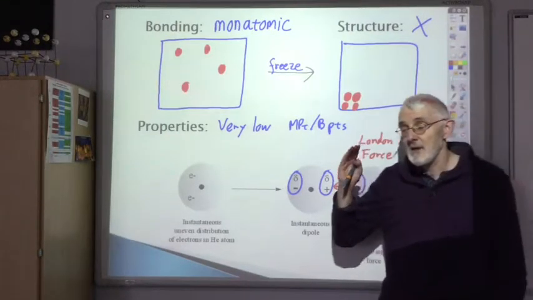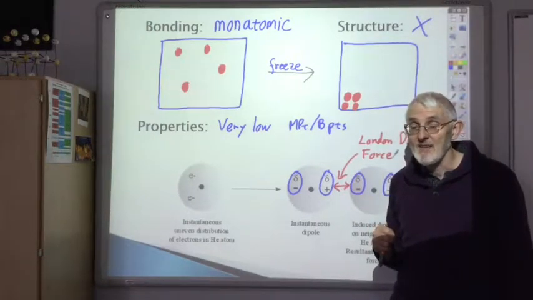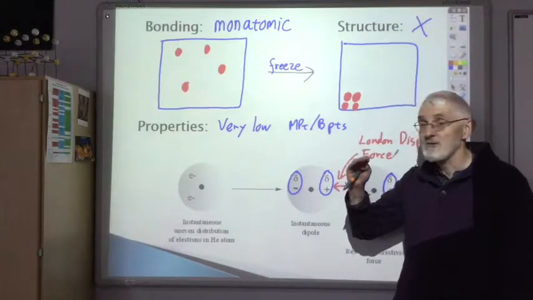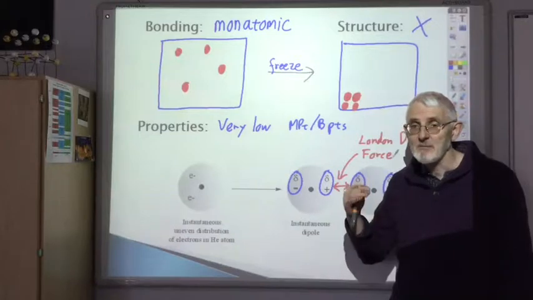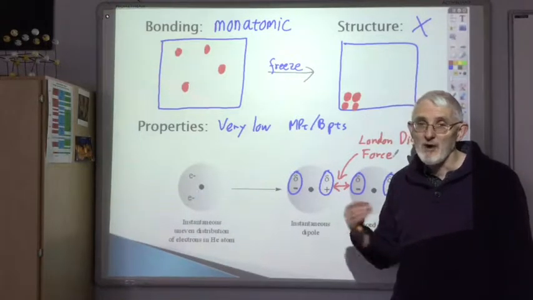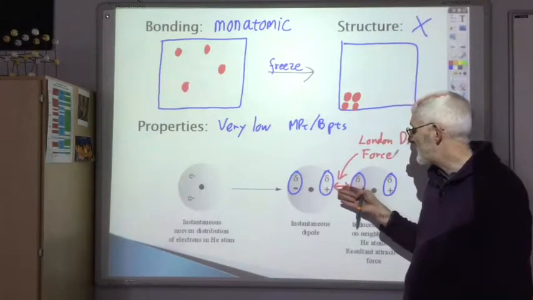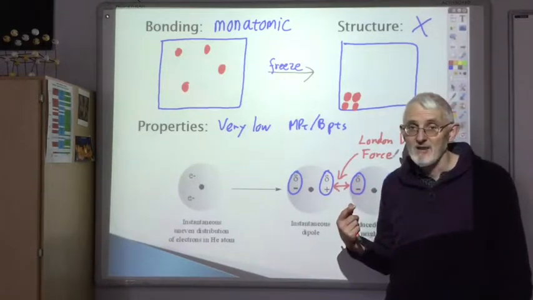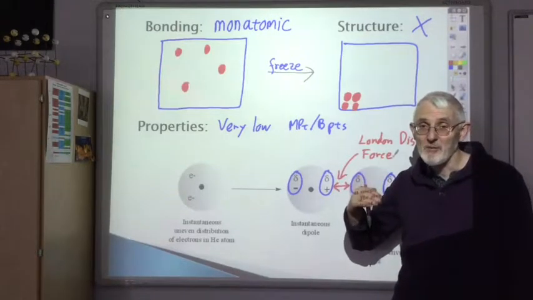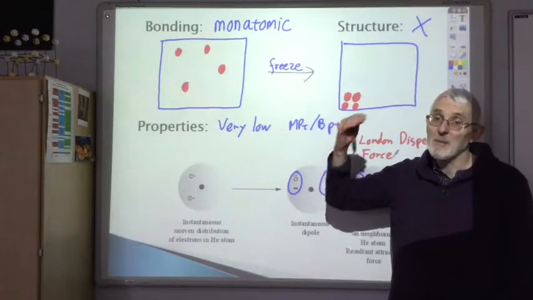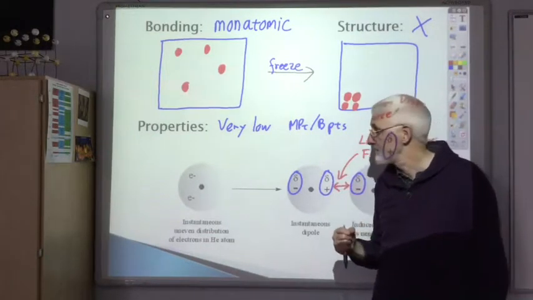Also, if we look at the melting and boiling points of noble gases, we see that the London dispersion force increases with the size, the mass of the atom. As the atom gets bigger, it's got more electrons in it, so the size of the London dispersion force can get bigger. So like krypton has got a higher melting and boiling point than say helium because it's a bigger atom, so it creates a stronger London dispersion force.